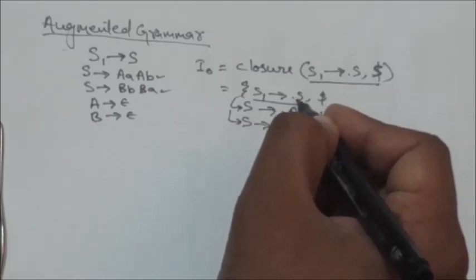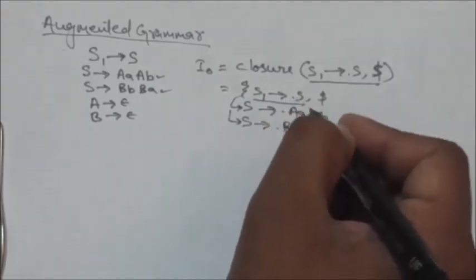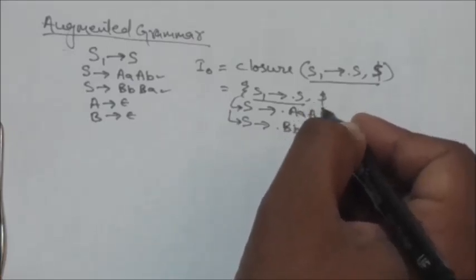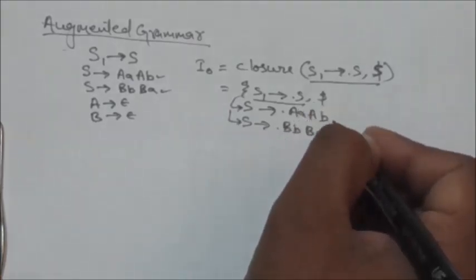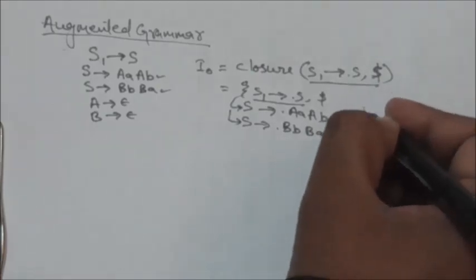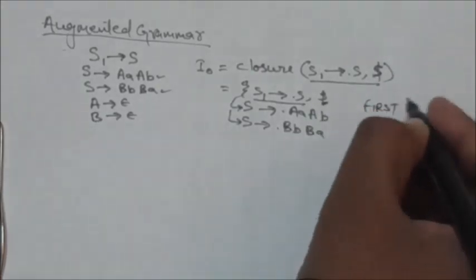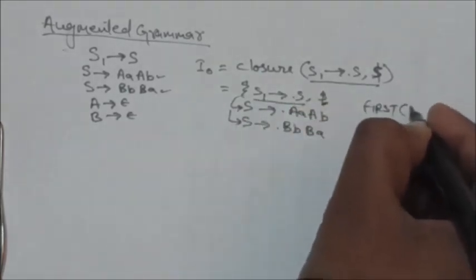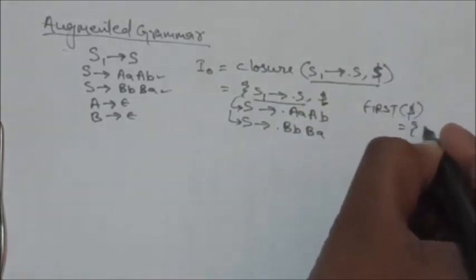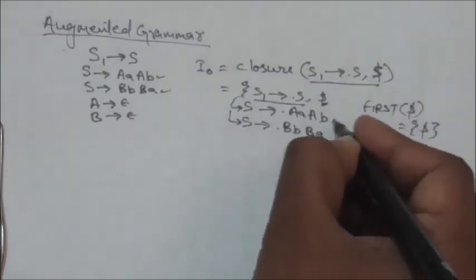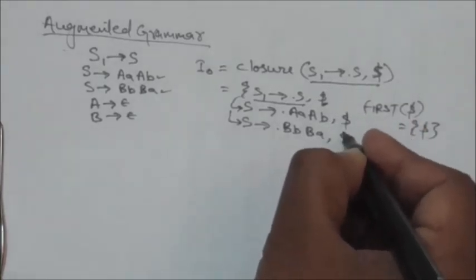In this item you can see this non-terminal symbol S, it is not followed by any symbol. So in that case, what would be the look ahead for these items? It would be first of dollar, and it will be equal to dollar itself. So the look ahead symbol for these items will be dollar.